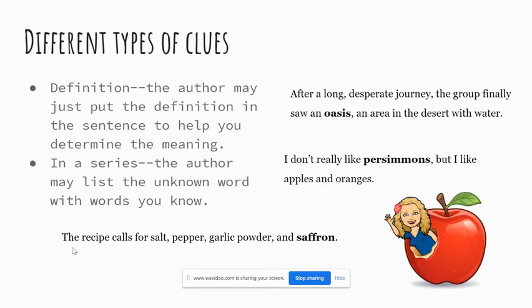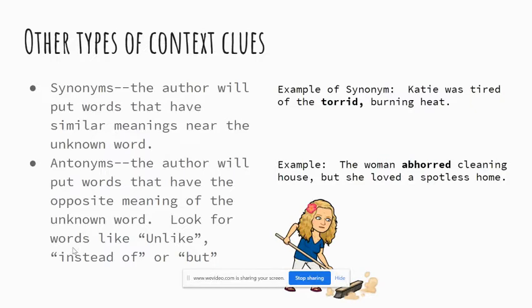Okay, so let's take a look. We have a couple other types. Another type of context clue is a synonym. A synonym is when an author will put words that have similar meanings near the unknown word.